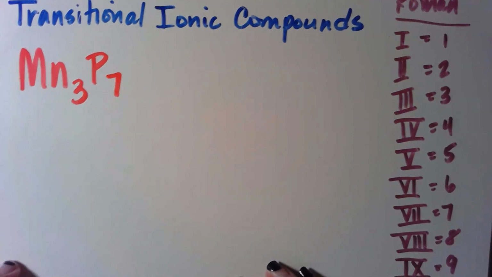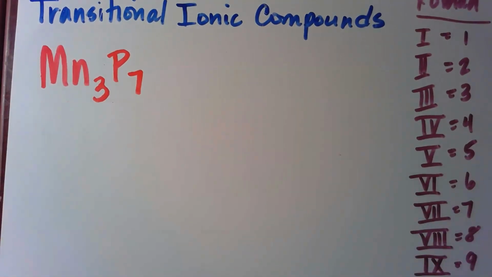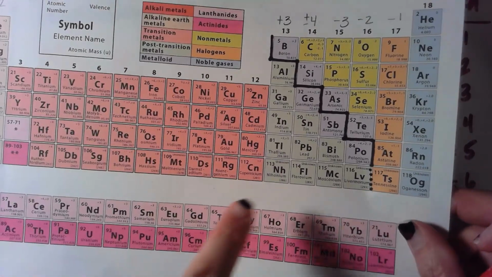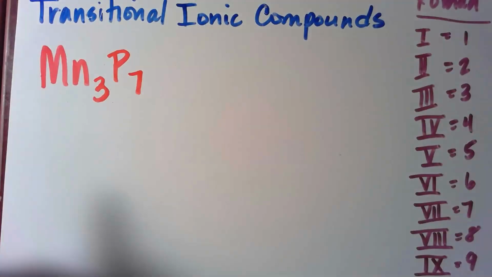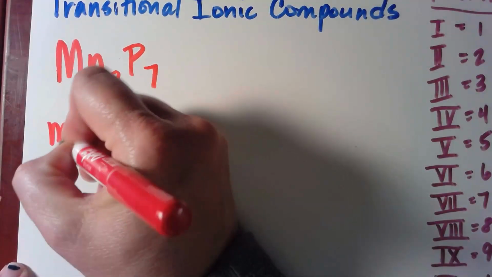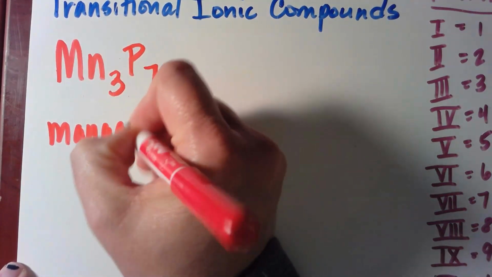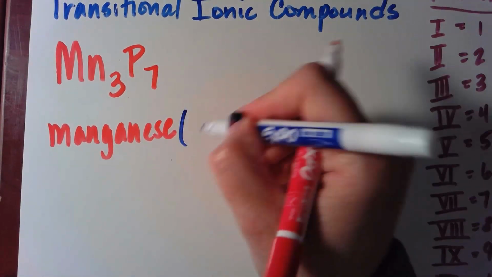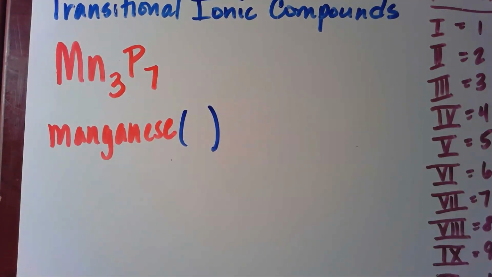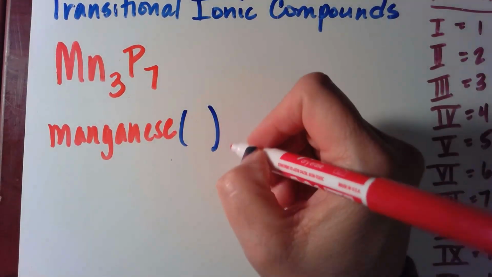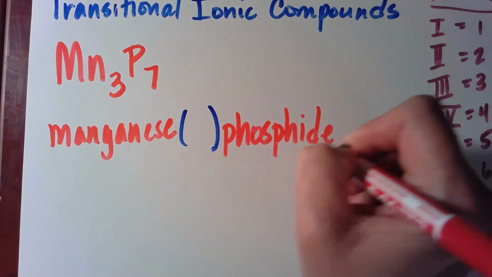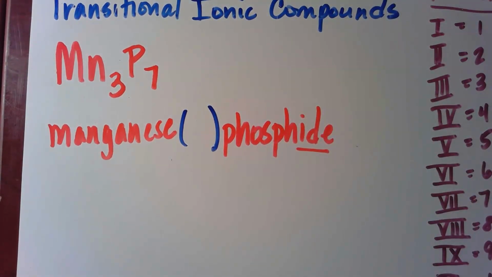Okay, so as I said, Mn, well, if you look on the periodic table for Mn, that is manganese. He is in the valley down here, so we need to use a Roman numeral. So, manganese. Now, you know he's in the valley. You know you're going to need a Roman numeral. And P is phosphorus. So, phosphide. Not phosphoride, it's phosphide.